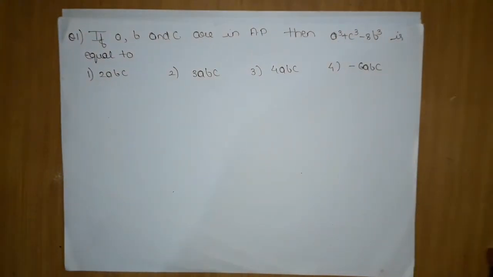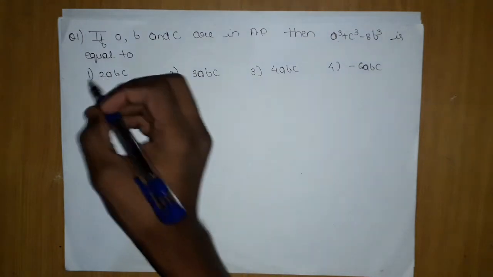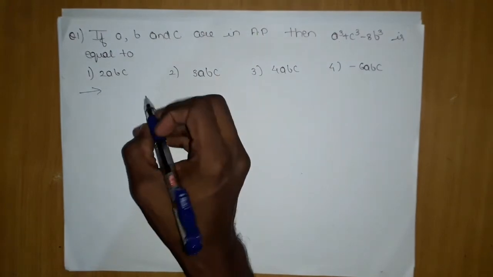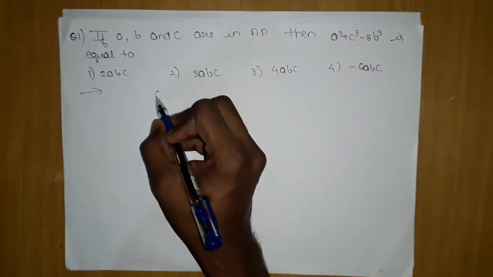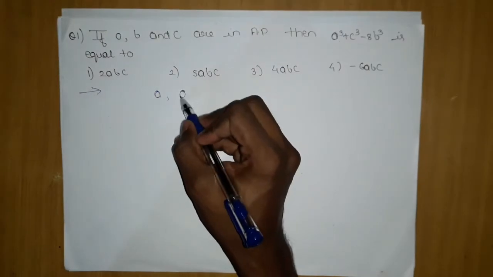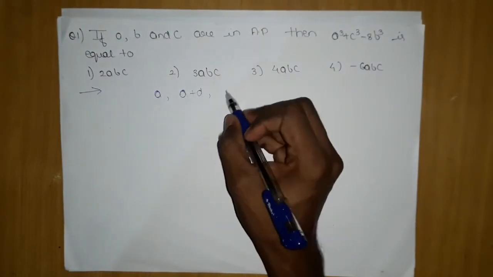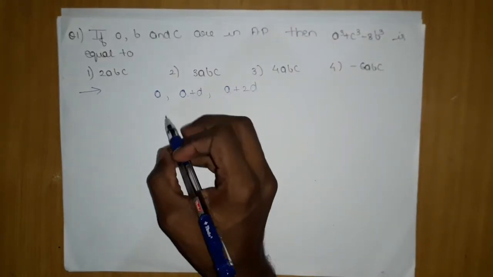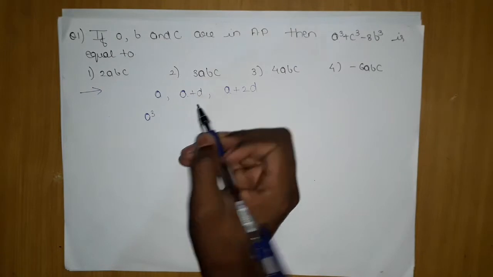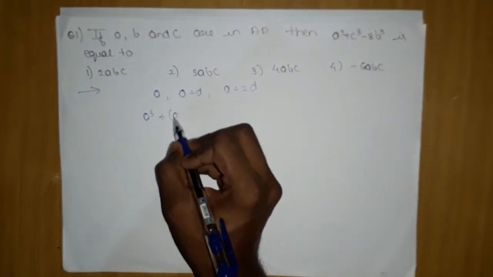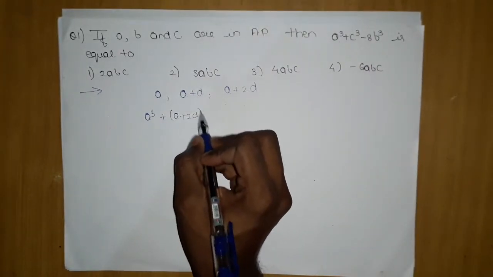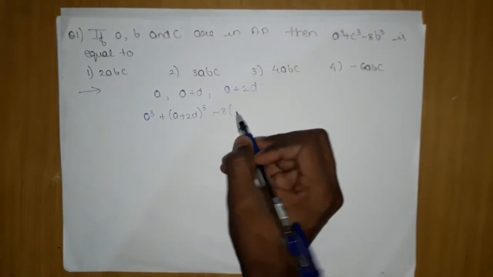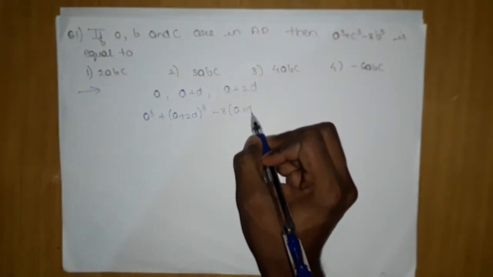The first question says, if a, b and c are in AP, then a cube plus c cube minus 8b cube is equal to, and we want to find the value in terms of a, b and c. First thing, in an AP, how do we assume terms? We can take b as a plus d and c as a plus 2d. Now a cube will be a cube only. Let's simplify by putting the values: (a plus 2d) whole cube minus 8 into (a plus d) whole cube.